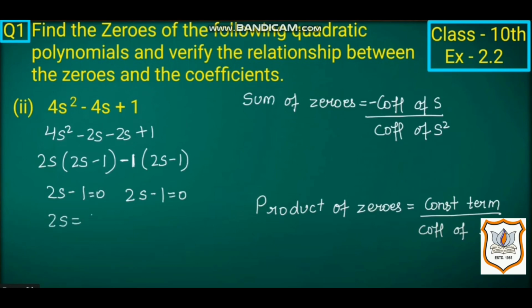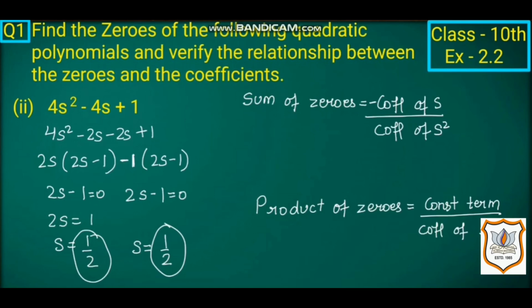Therefore 2s equals 1. And as 2 is in multiplication, on the other side it will go to division. Then the result is 1 by 2. Similarly 2s minus 1 equals 0, and we get the same result, s equals 1 by 2.